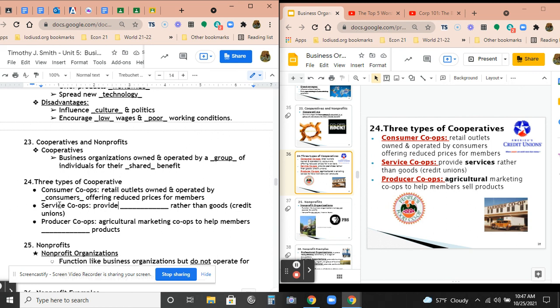A service co-op is when you provide services rather than goods, like a credit union has better banking rates for the consumers. So you might be able to get interest even on a checking account when most banks won't offer that. Producer co-ops, like in the farming sector, agriculture, are co-ops to help members sell their products at the highest price and most conveniently. So you could have the co-op in a relatively close location.